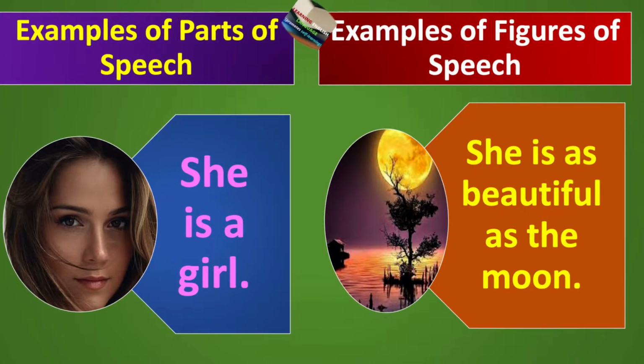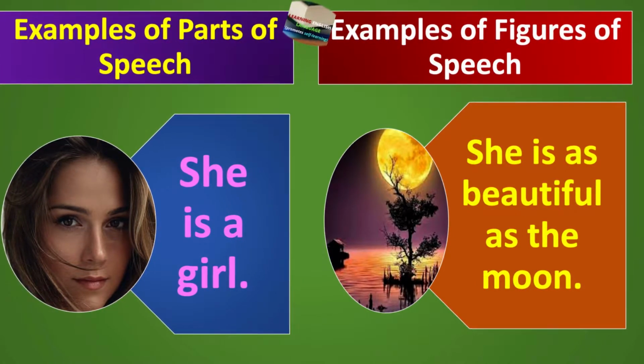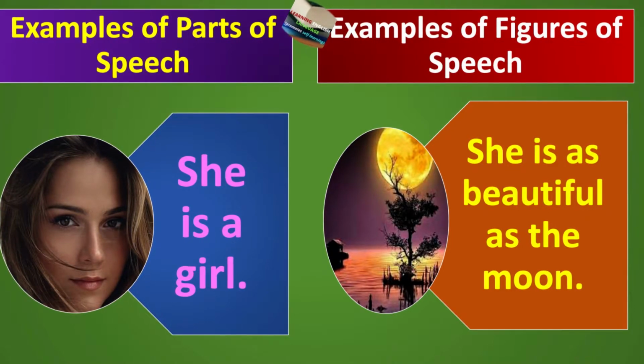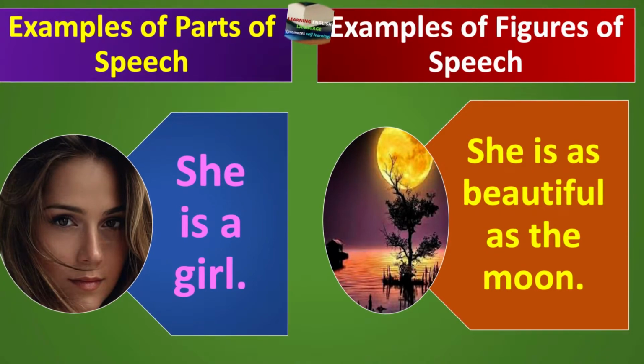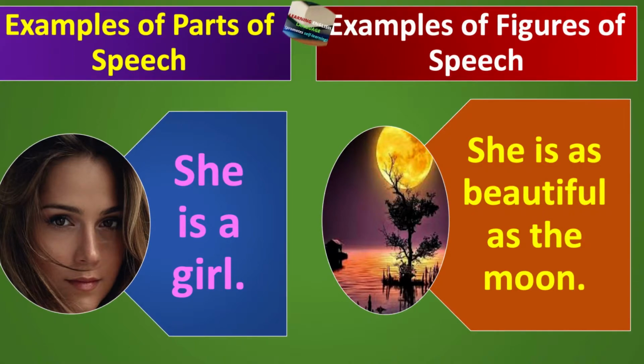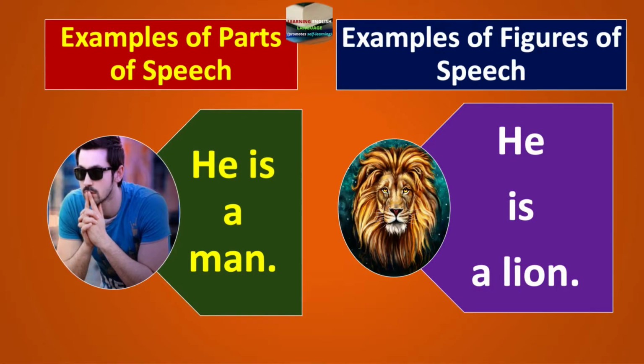But if you look at this, she is as beautiful as the moon. Here the meaning is implied. Meaning is hidden. It carries more weight, gives you another shade of meaning, like she, the girl, is compared to the beauty of the moon. Go to the next example.